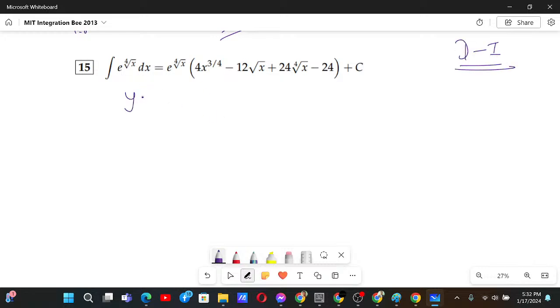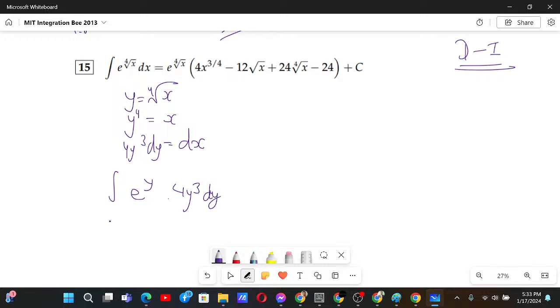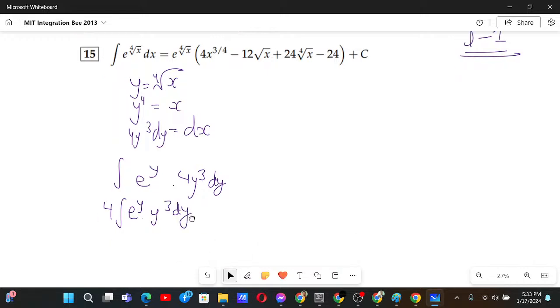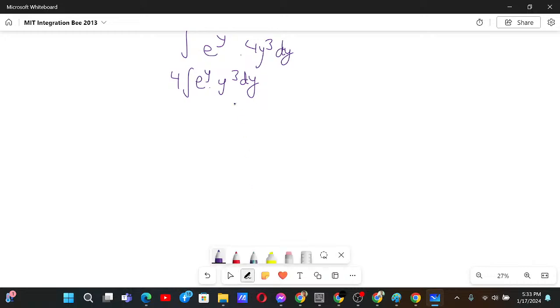First of all, it's necessary to let this be y, with y to the power 4 being x. That gives us 4y cubed dy is dx. This is e to the power y, and dx is 4y cubed dy. So this is 4 times the integral of e to the power y times y cubed dy. Now for this, it involves integration by parts actually. This should be made u, this should be made v, and you need to do it 3 times or more. So in that case, we can actually use the DI method.